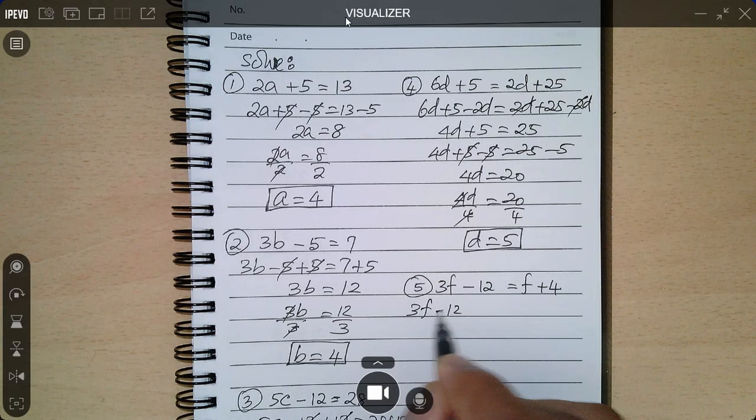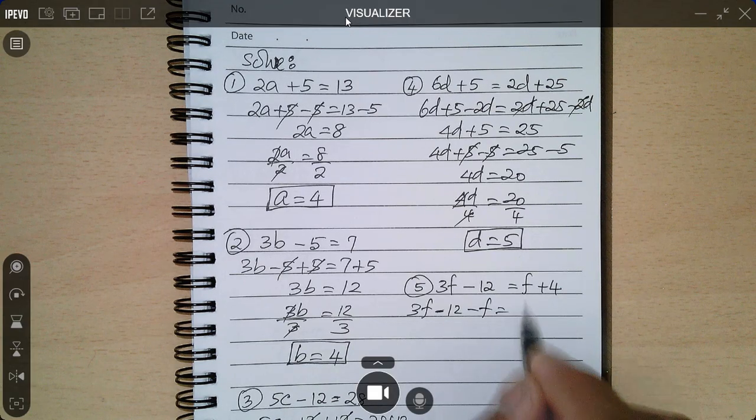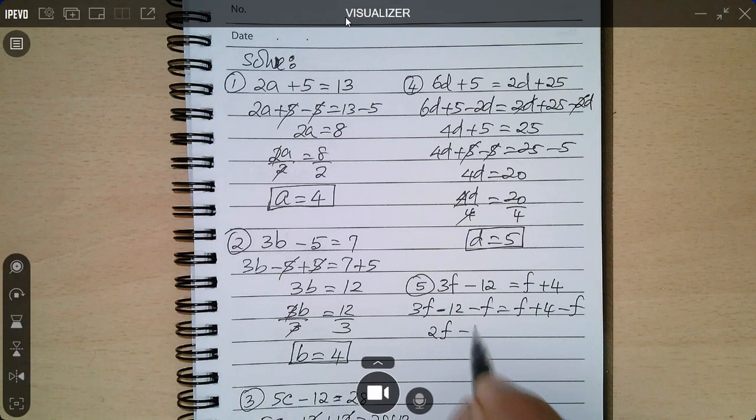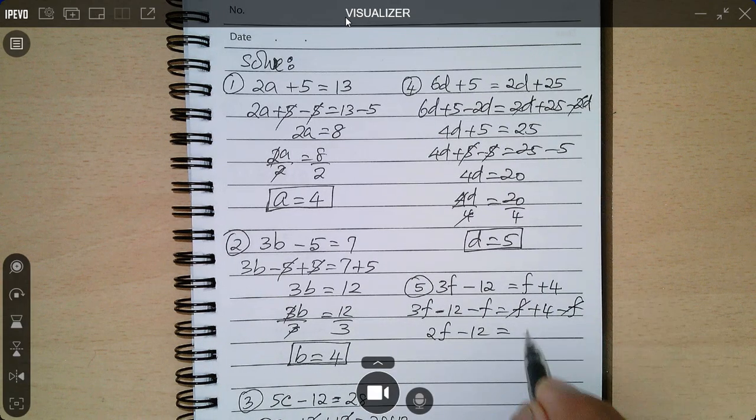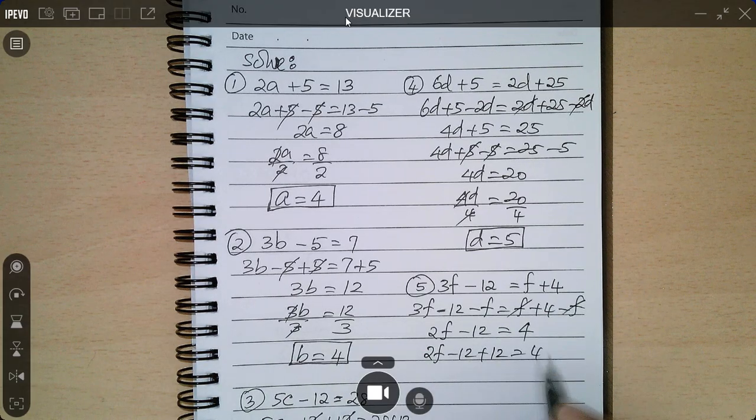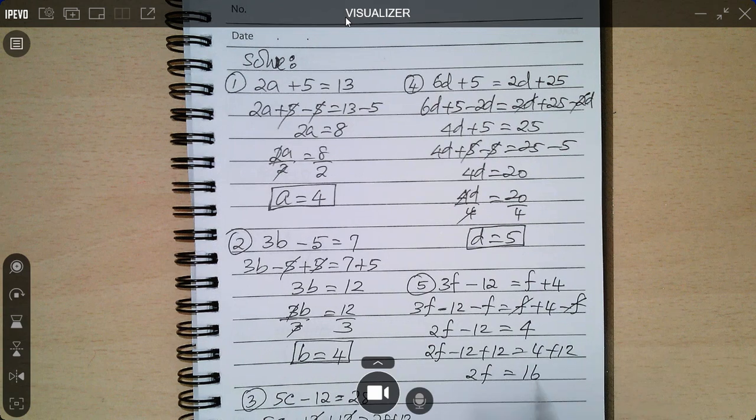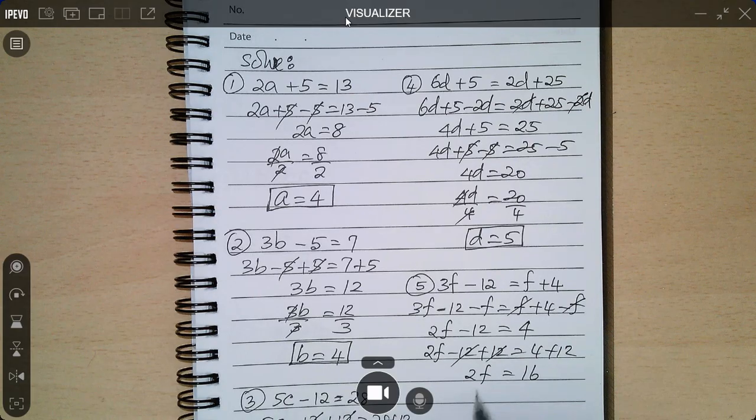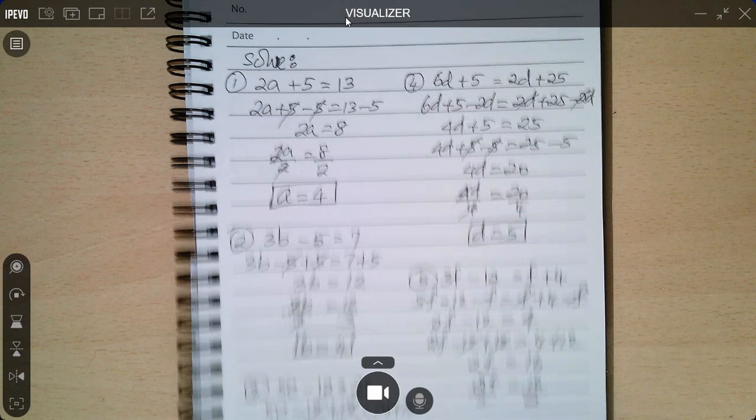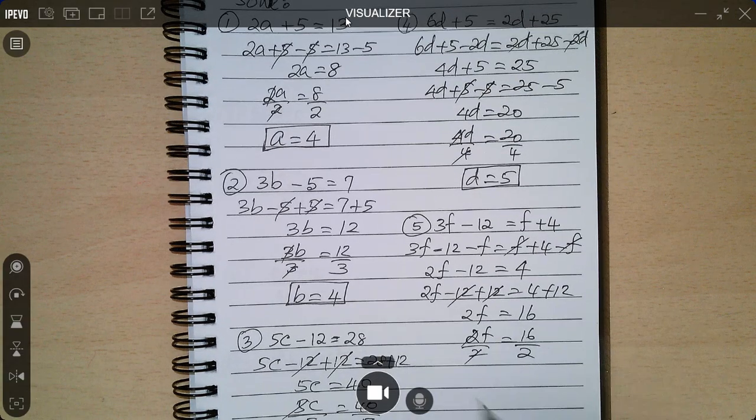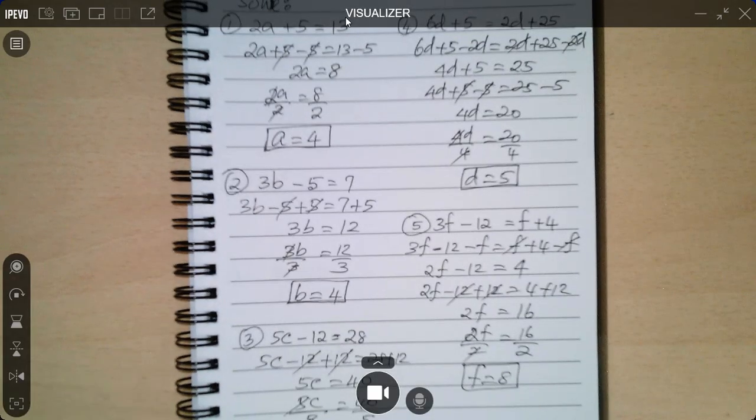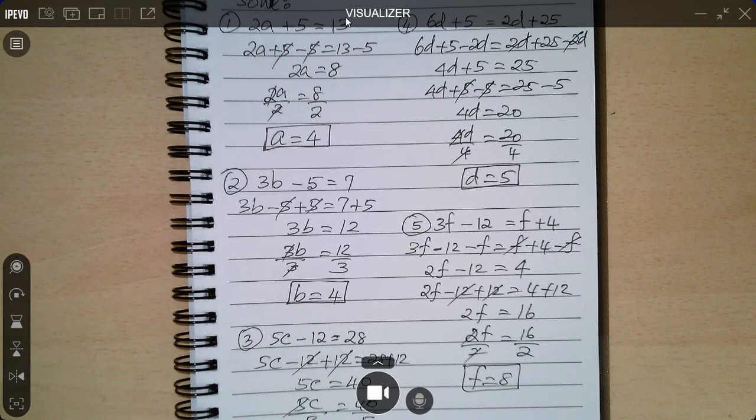3f minus 12. Since you have a plus f here, minus f both sides. F plus 4 minus f. 3f minus f becomes 2f. This side f and minus f get cancelled. 4. Since you got a minus 12, plus 12 both sides, so we get 2f equals 16. Minus 12 plus 12 gone. 2f divided by 2, 16 divided by 2. So 2 and 2 get cancelled. F equal 8. So as long as you do the reverse operation slowly on each side, you are good to go.